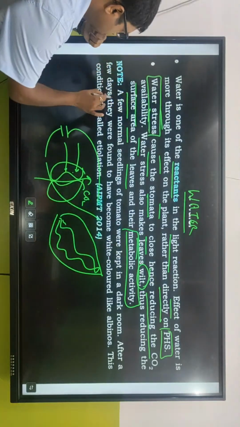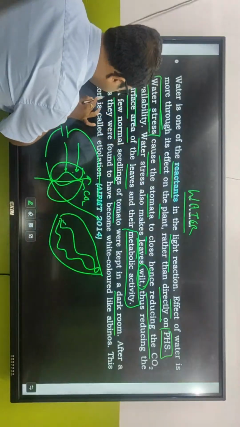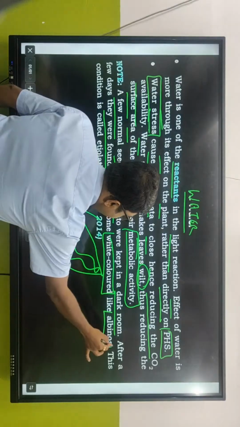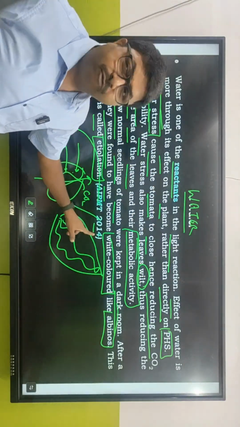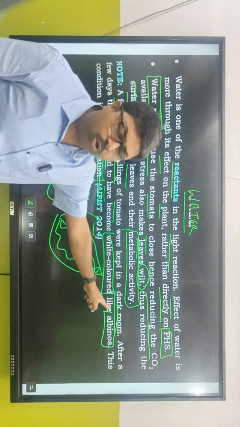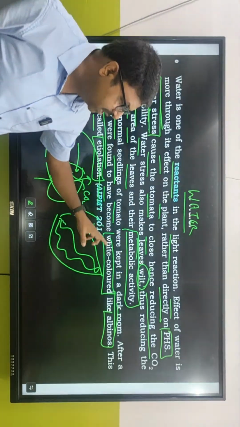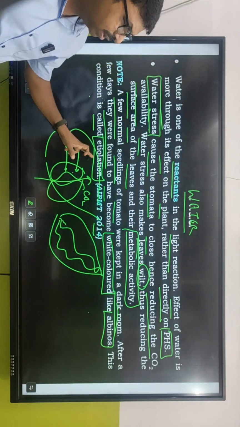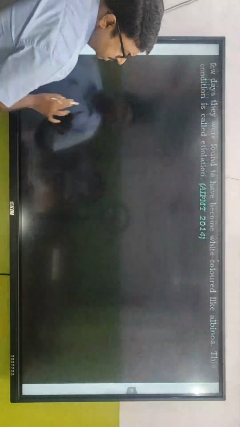So that is it. Note, a few normal seedlings of tomato were kept in a dark room. After a few days, they were found to have become white colored like albinos. This condition is also called etiolation. কি বলা হয়? Etiolation, 2014 এর কোশ্চেন এটা। ঠিক আছে, টমেটো সিডলিংস কে রেখে দিয়েছিল ডার্ক রুমে, দেখা গেল ওর কি হলো, after few days it turned into white colored like albinos, পুরো সাদা হয়ে গেল। Why? Because this condition is called etiolation. Clear? 2014 এর কোশ্চেন এটা। So that's it. I think this is all about.